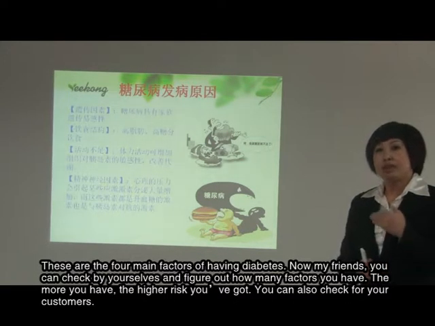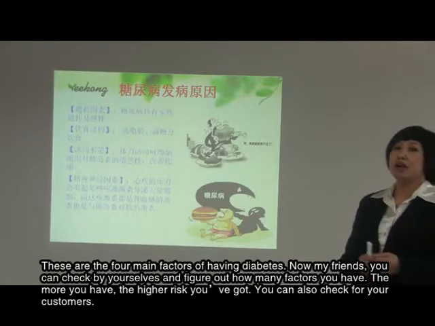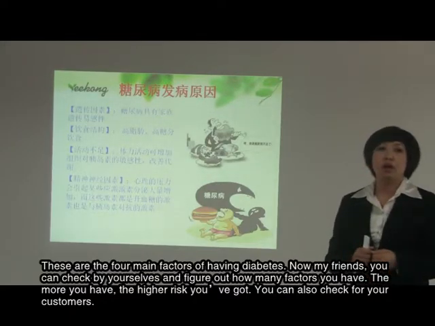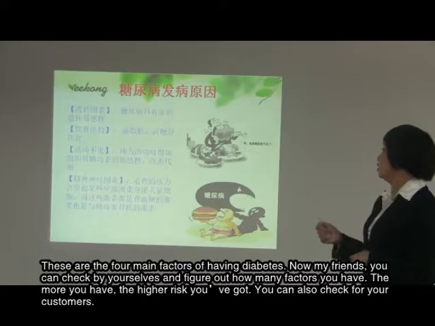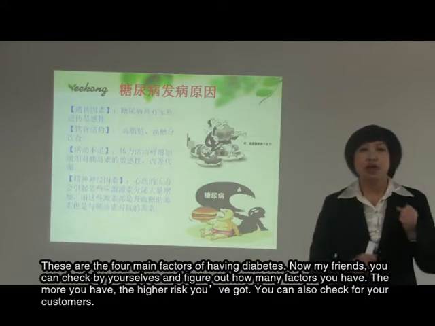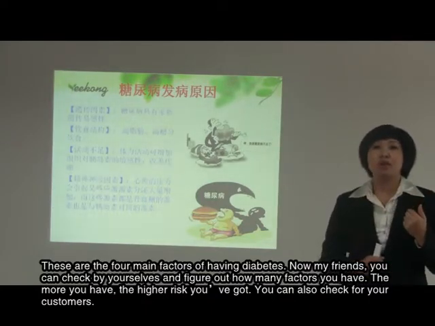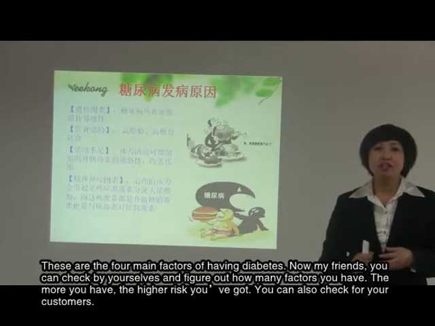These are 4 main factors of having diabetes. Now, my friends, you can check by yourselves and figure out how many factors you have. And the more you have, the higher risk you've got. You can also check for your customers.